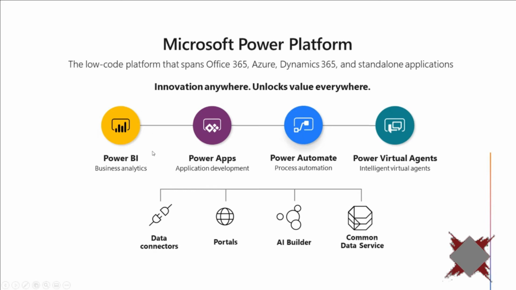We have the Power BI, we have Power Apps, we have Power Automate, and now we have Power Virtual Agents. And all of these apps are built on the data connectors, portals, AI Builder, and the Common Data Service. Common Data Service is the data store, right? So you're going to see a lot of commonality when I show you Power Virtual Agents with Power Automate. They sort of look alike with the editor, and also with Power Apps, you'll see the canvas is going to look kind of the same. And you'll even see elements of Power BI in there.